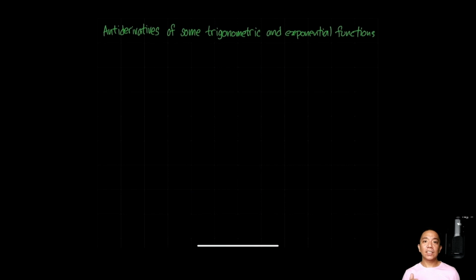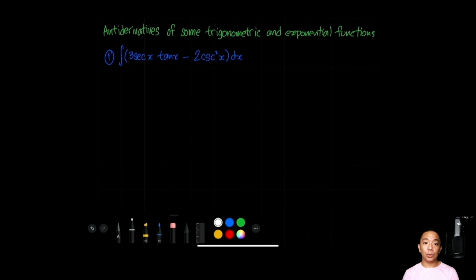Good day. So this is our third set of examples on general antiderivatives, and here we'll take a look at the general antiderivatives of some trigonometric and exponential functions. So we'll start with the general antiderivative of 3 secant x tangent x minus 2 cosecant squared x.